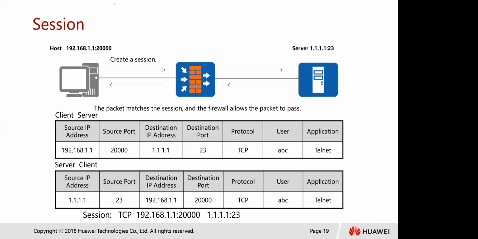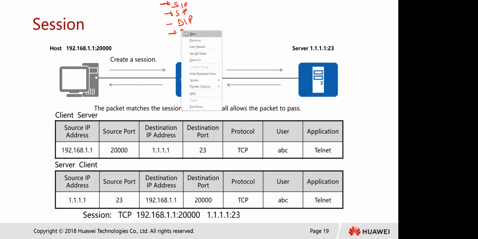We already know that the quintuple contains 5 elements. I know we keep mentioning them over and over again, but we can mention them again. Source IP address, source port, destination IP address, destination port, and then protocol.